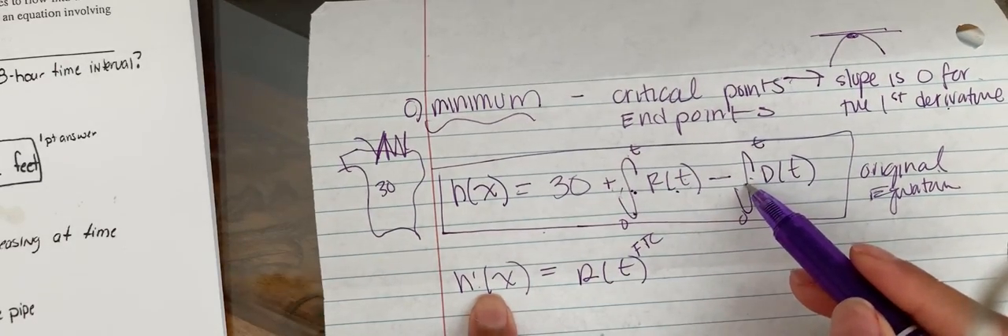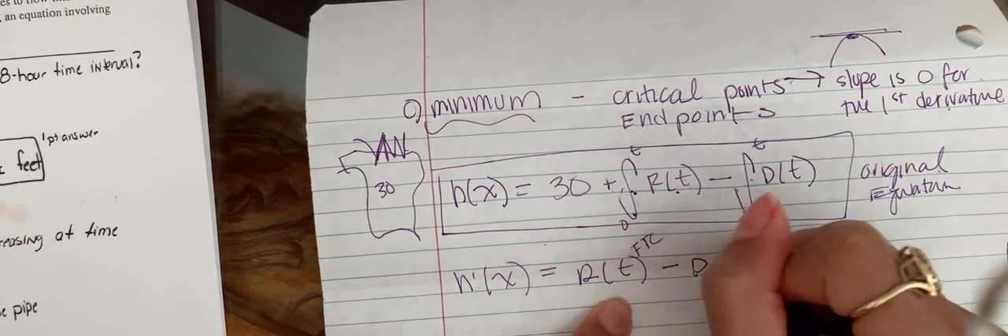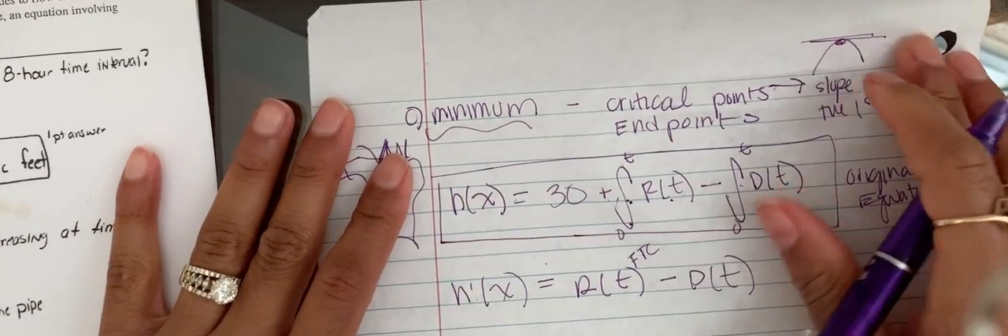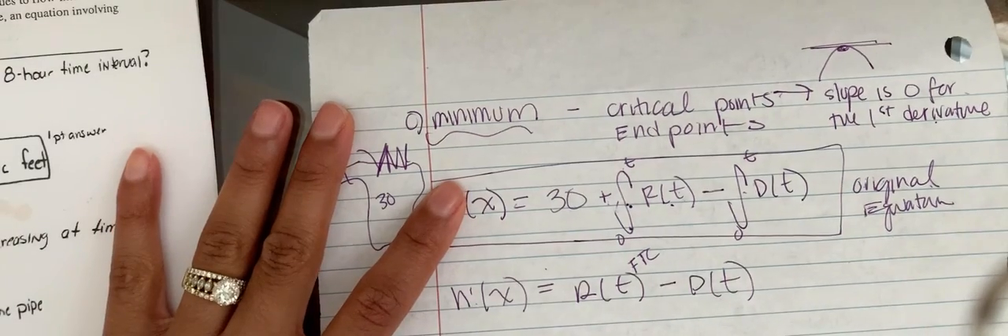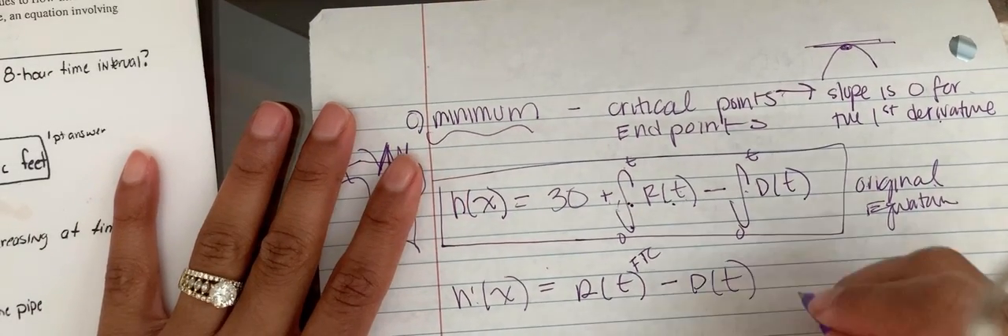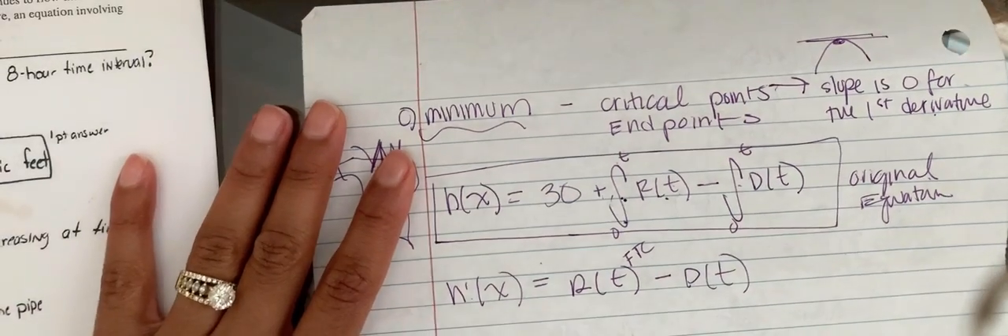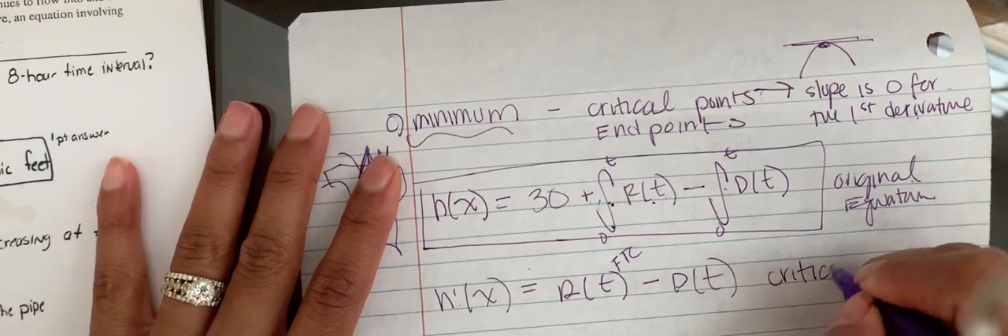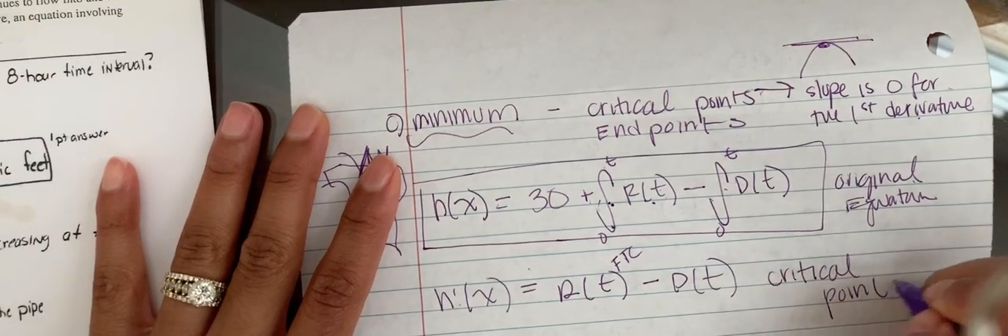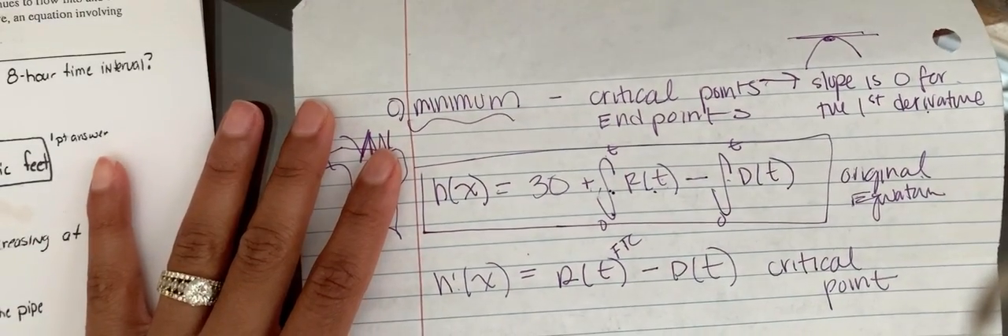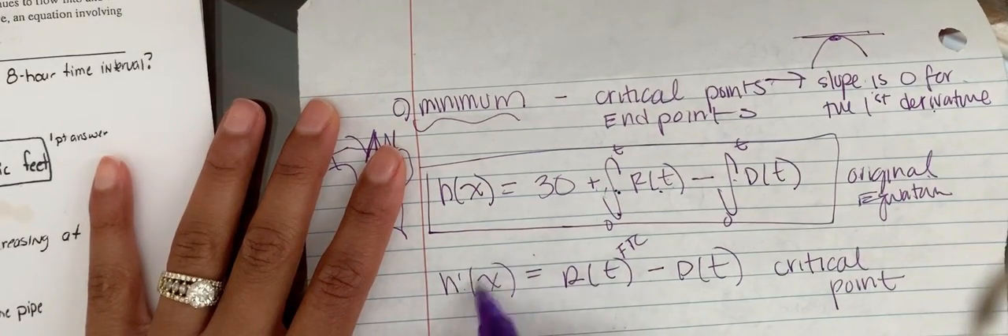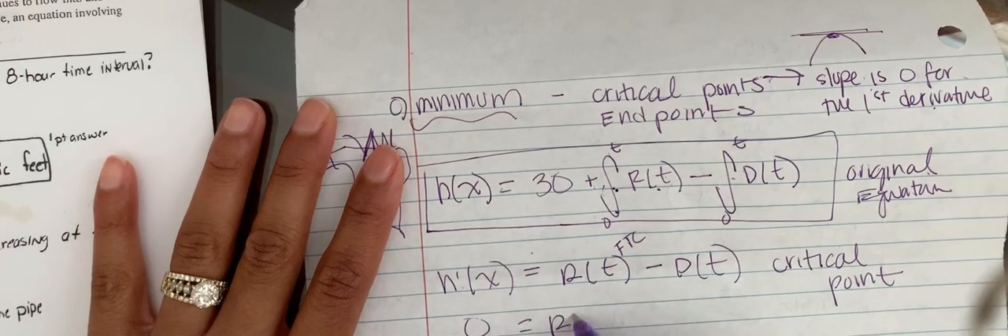This drops off. What's the derivative of this integral? Well, that's going to give you D of t, because that's the fundamental theorem of calculus. So this is our equation that we're going to use to find the minimum. Okay, so now I'm looking for a critical point. All right, so if I'm looking for a critical point, critical points are where the slope equals 0. So I'm going to take this and I'm going to substitute in a 0.